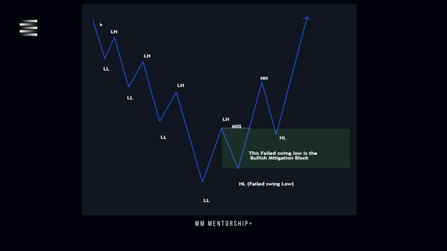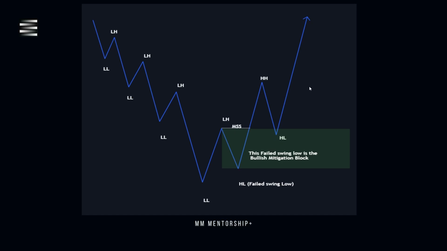Now, the opposite is true for a bullish scenario. We have bearish structure, right? Lower low, lower high, lower low, lower high, until we get a change in character, right? We have a higher low instead of a lower low, a failed swing low. We then have a higher high. It's not a lower high, it's a higher high, right? Market structure shift. This then causes the mitigation block. Price will come back to it and trade away.